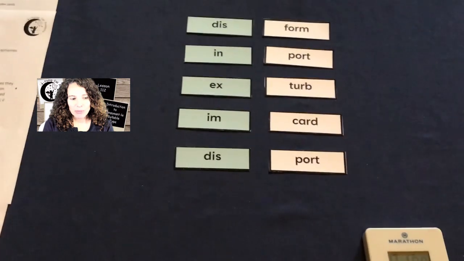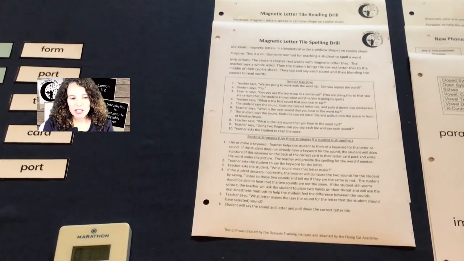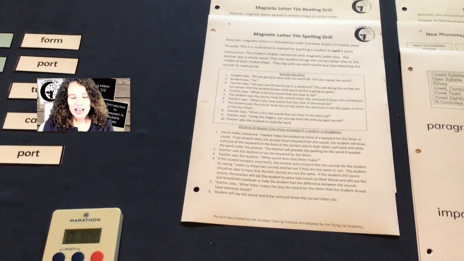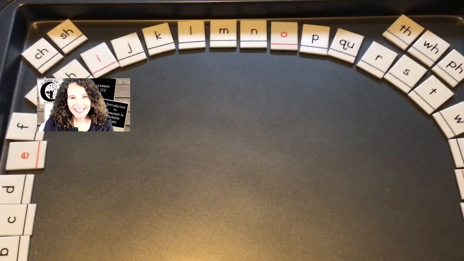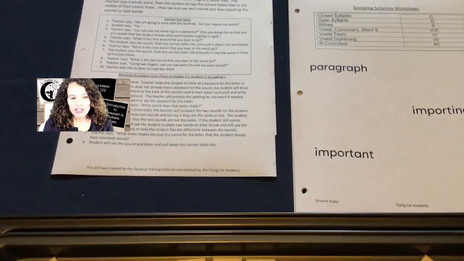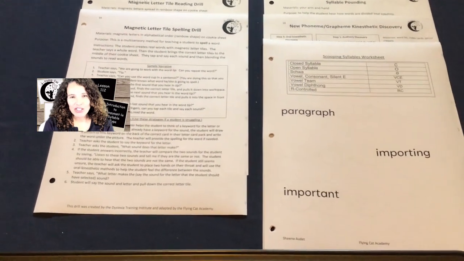You'll need to cut out the cards for the syllable card drill and have them ready to go on the table. For the magnetic letter tile drills for reading and spelling, you'll need the teacher instruction sheets and the cookie sheet with the letters spread in a rainbow shape for the student. You'll need the syllable pounding instruction sheet, the new phoneme grapheme kinesthetic discovery sheet, and the sheets for the lesson.